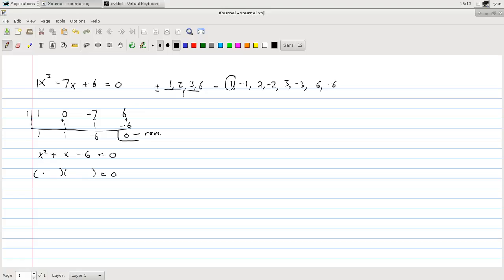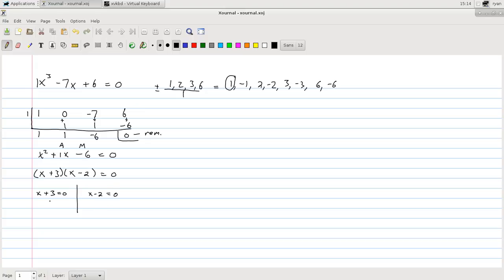So in order to get x squared, this must have come from x times x. Now we're looking for two numbers that multiply to negative 6 and add up to positive 1. So positive 3, negative 2 will do that. Now we've factored it, we'll split this into two separate equations, which gives us x plus 3 could be 0, or x minus 2 could be 0.